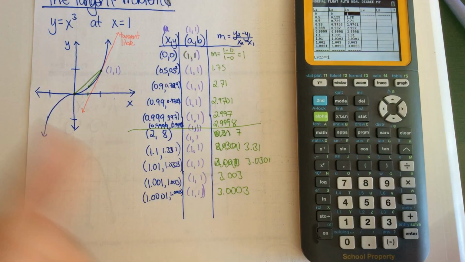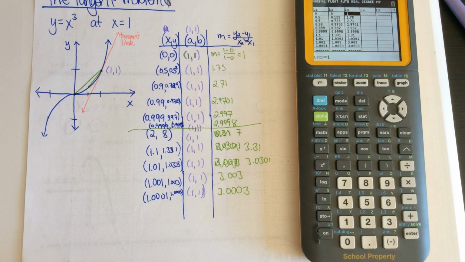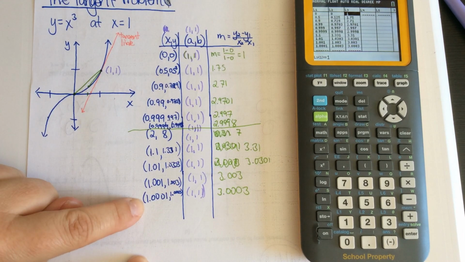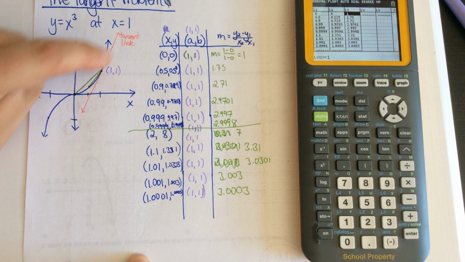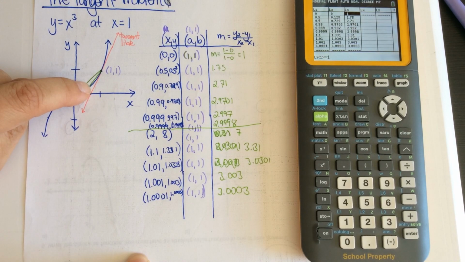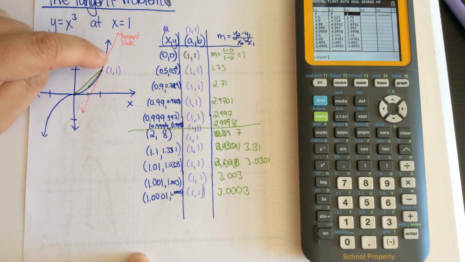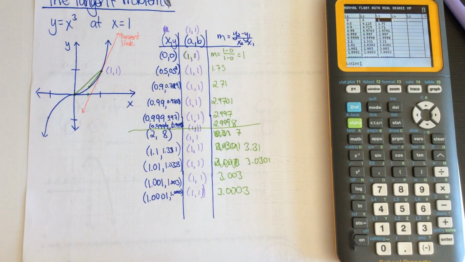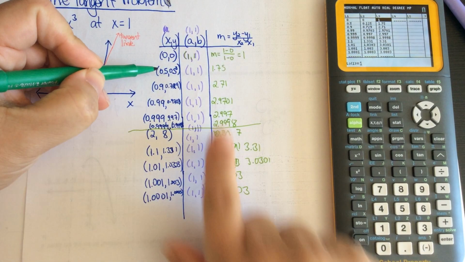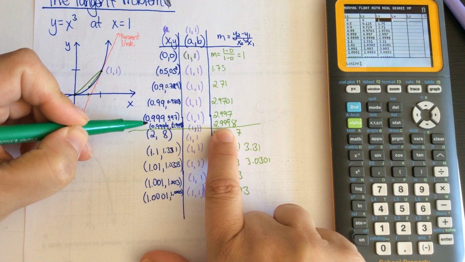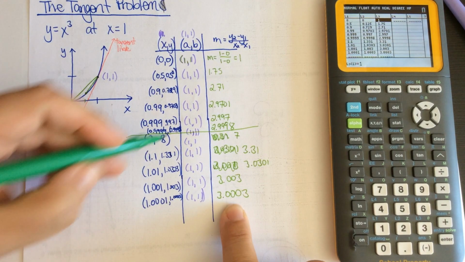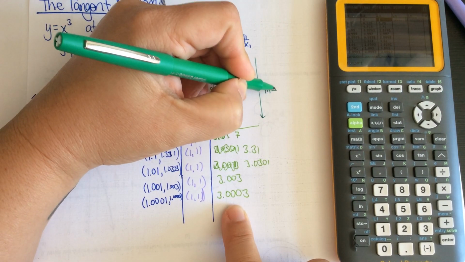Okay. Now, look at what's happening with the slopes. The x values are getting really close to 1 from either direction, from the left and from the right. That means our point on that secant line is getting really close to the tangent right there. That's a limit in itself. But you can also see that the slope is a limit. What's happening to the slope as my point gets closer to 1? The slope is approaching 3.